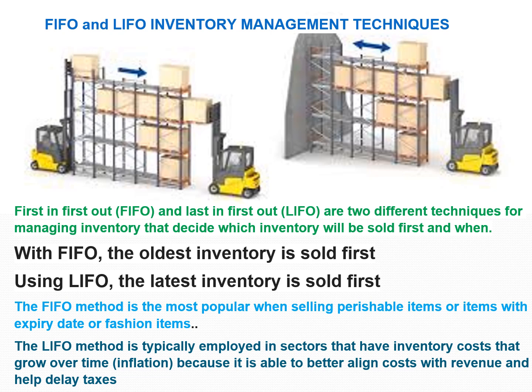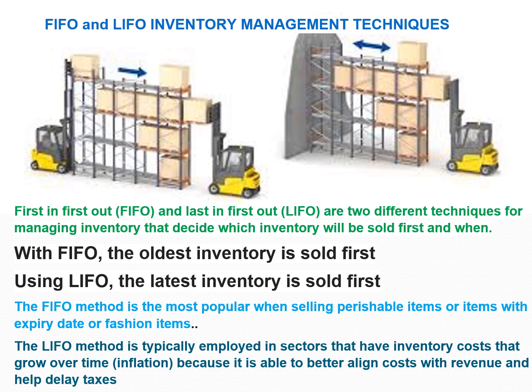It is another very famous and traditional technique to manage the inventory, which is called the FIFO and LIFO methods. These are two different techniques for managing inventory that decide which inventory will be sold first and when. In FIFO, the oldest inventory is sold first. On the other hand, using LIFO, the latest inventory is sold first.